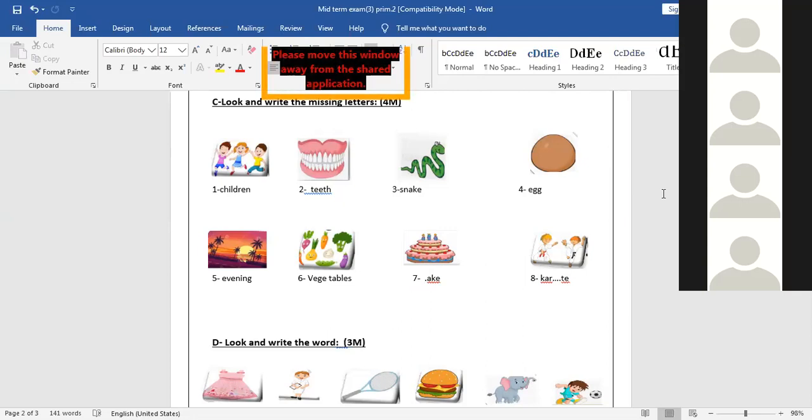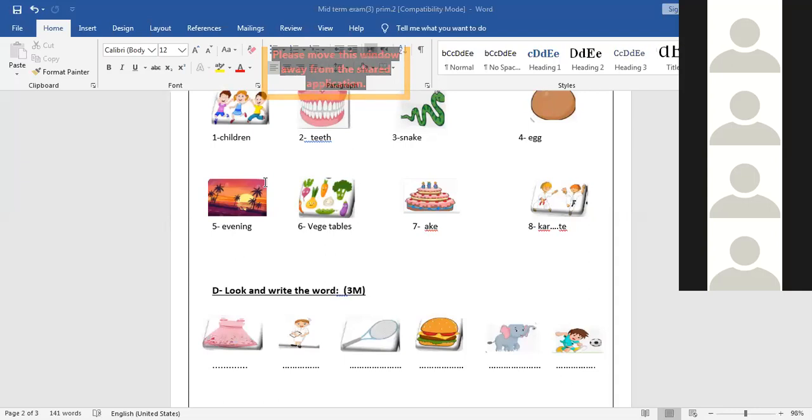Hazem, hello. Look at this. This is so delicious, right? Look, Hazem. What can you see here? Is it egg or cake? Hello? Lena, can you hear me? Yes. Okay, Lena, look at this. What can you see here? Cake. So the missing letter is? C. Thank you so much, Lena. You're amazing.